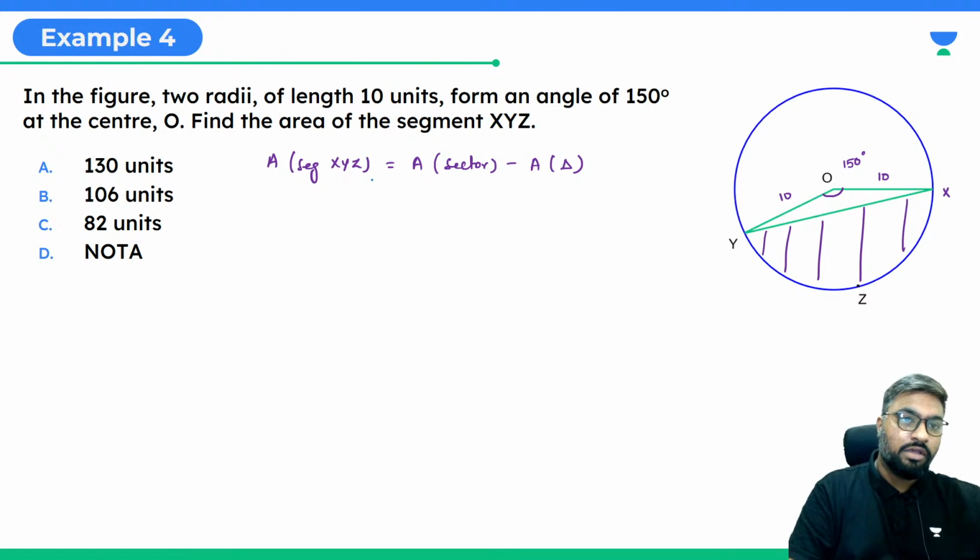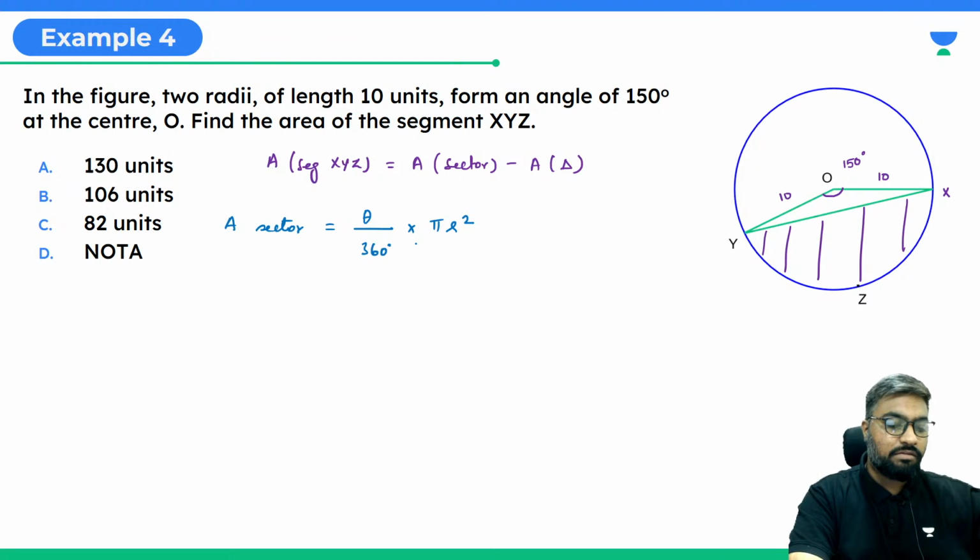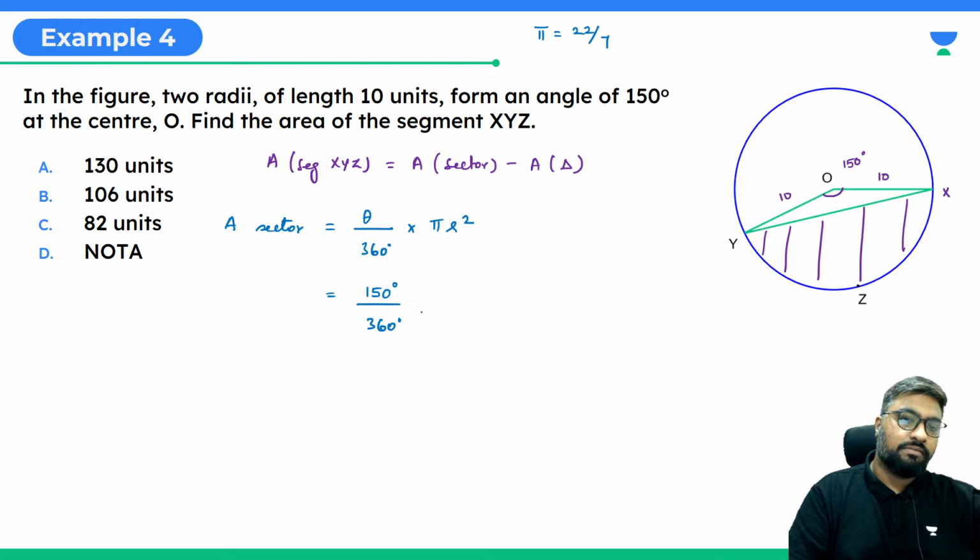Agreed? So let's first find out the area of the sector. It is going to be equal to theta by 360 into the area of the circle. Here again, if we want, we can assume the value of pi to be 22/7. Okay, let's take pi as 22/7. So theta is 150 by 360 into 22/7.